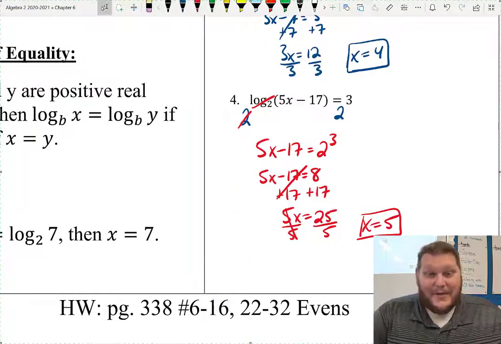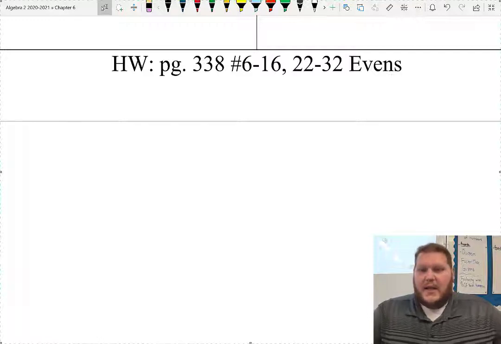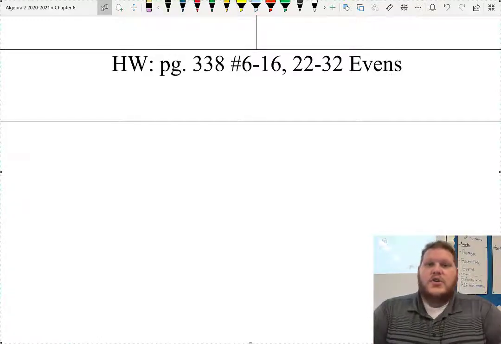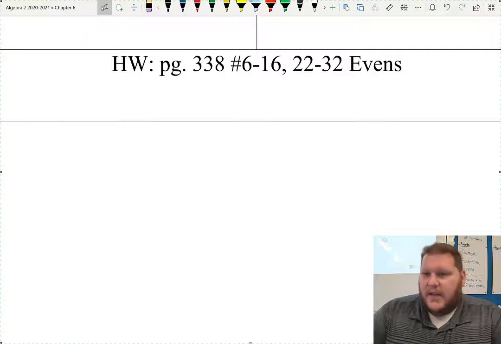That is all I have for you for today, and that is 6.6. Your homework is on the screen there, page 338, 6 through 16, and 22 through 32, just the evens. So basically 6 through 32 evens, skipping 18 and 20. So however you want to think about that.